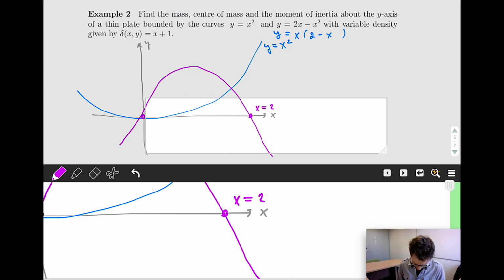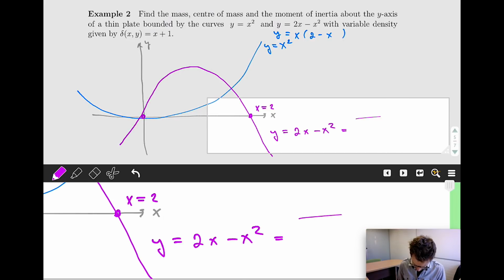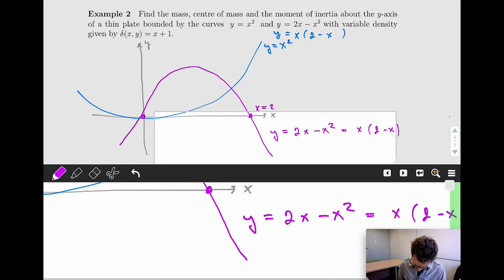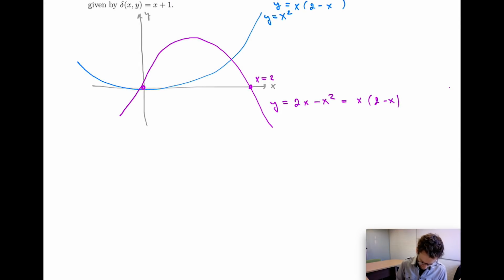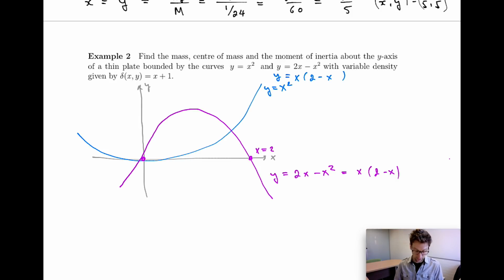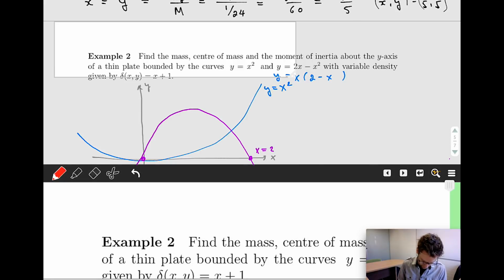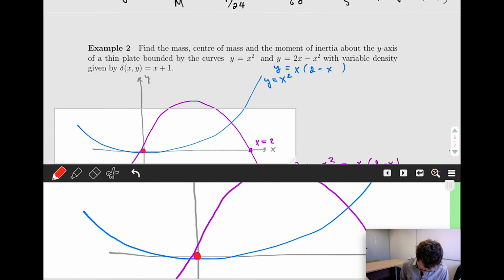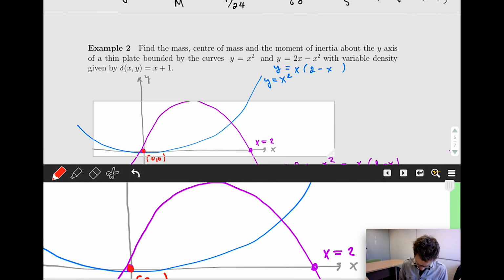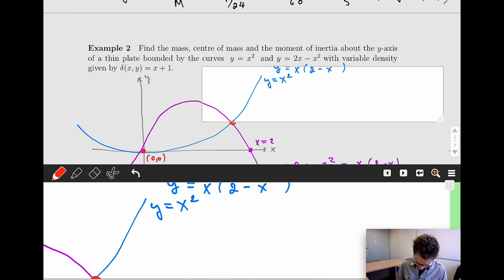And again, this is the curve y equals 2x minus x squared, which we've factorized as x times 2 minus x. Okay, we'd like to be able to find the point of intersection of these two curves. Obviously, there's going to be a point of intersection at 0, 0. But there's also going to be a point of intersection over here. So let's find that point of intersection.